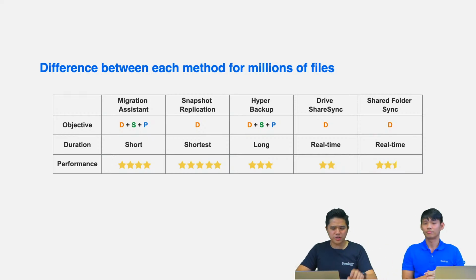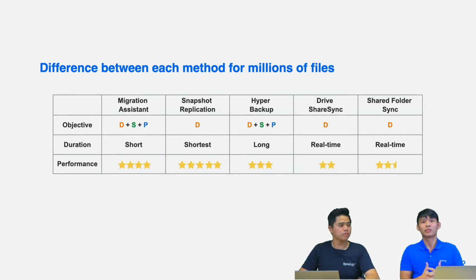From this sheet, it seems to me that the synchronization packages look not so useful. So why do we still put them here? Hold on, don't get me wrong. Drive Share Sync and Share Folder Sync are still powerful for syncing files under the recommended numbers, but they were just used in the wrong way. Oh, now I get it. So it's very important to use the correct package to move your data based on your situation and environment.